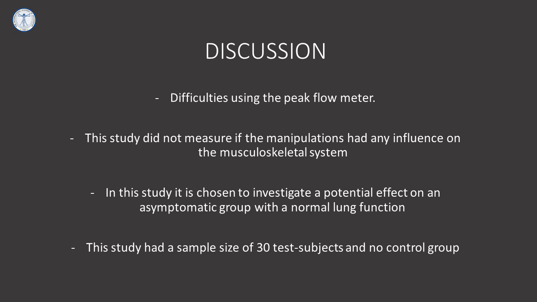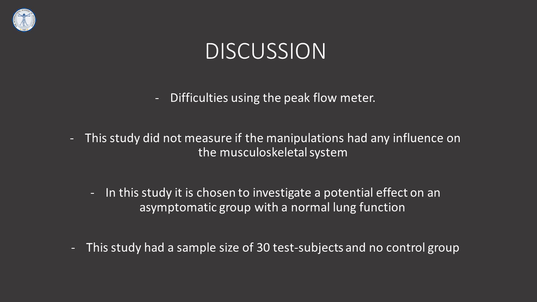The function of the musculoskeletal system also has to be taken into consideration. This study did not measure if the manipulations had any influence on the musculoskeletal system. Did the manipulations affect the movement of the thoracic spine and the ribs, and thereby affect the peak expiratory flow? In future research, it would be relevant to investigate what kind of influence the manipulations had on the musculoskeletal system.